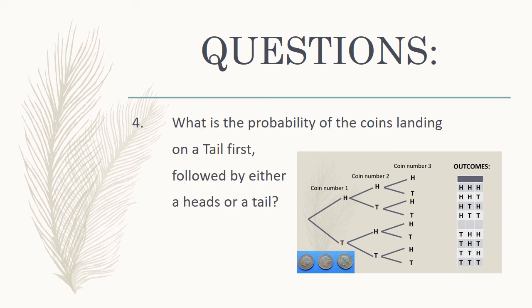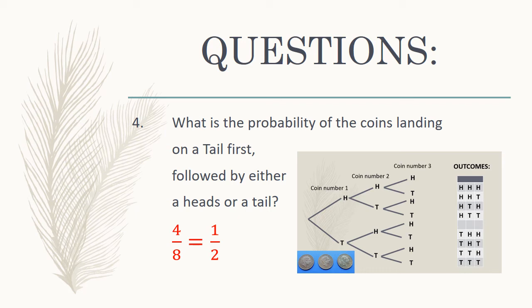Question number 4. What is the probability of the coins landing on a tail first? So it must be a tail first, followed by either a heads or a tail. So it doesn't matter what it follows with. It should just land on a tails first. So if you look, all of those are tails first. Okay, over here it was all heads first. So over here, all the tails first, followed by anything. It doesn't matter, a heads or a tails. So your answer should be 1, 2, 3, 4 out of 8. Now say 4 out of 8, and simplified is a half.